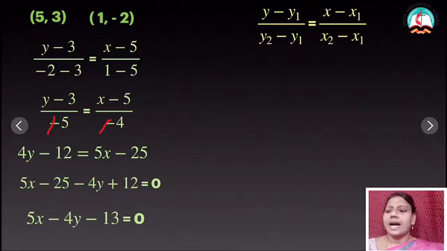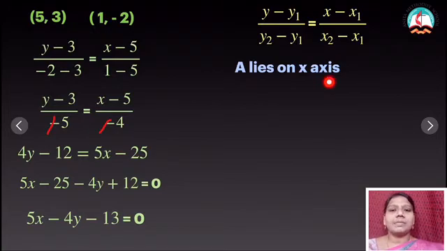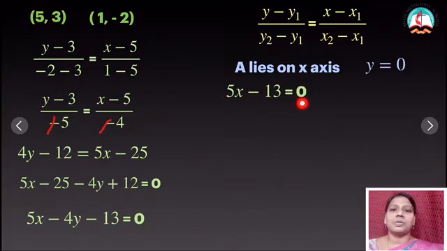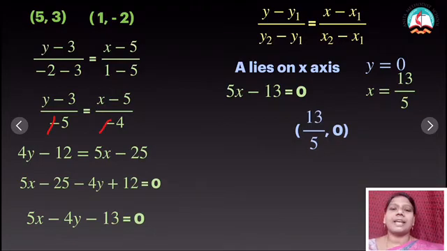Now, what do I need? I need only the coordinate. So A lies on what? X-axis. If it lies on x-axis means the value of y is equal to 0. So I am substituting y is equal to 0 over here. If I substitute, then 5x minus 13 equal to 0. Therefore, x is equal to 13 divided by 5. Now what is the point? Already I got y is equal to 0. Now I am getting 13 by 5 as the value of x. Therefore, the point A will be 13 by 5, 0. Is that clear, children?